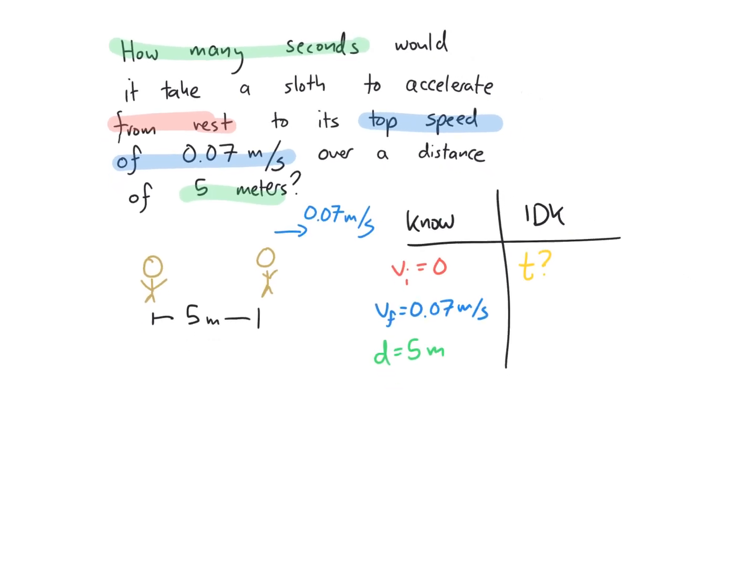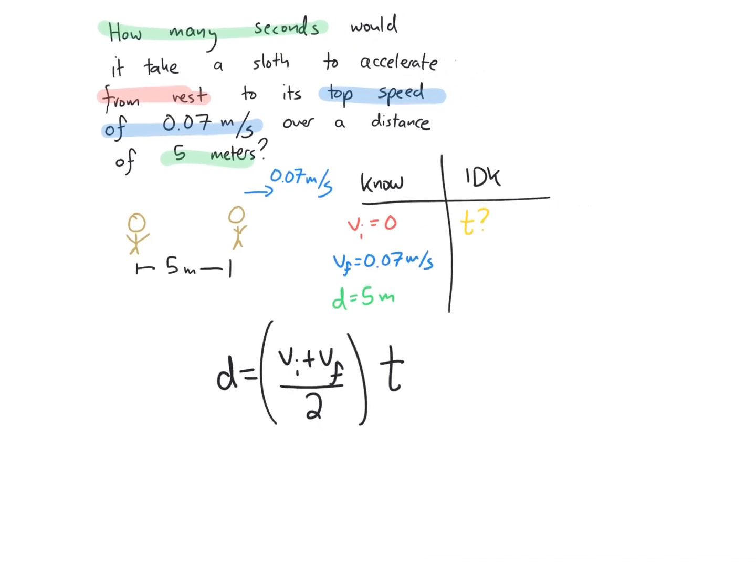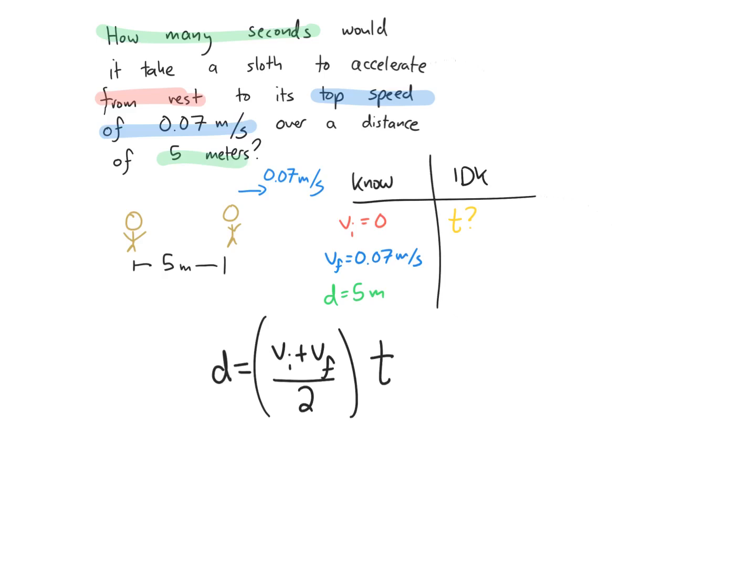So we're going to use the equation d equals (v sub i plus v sub f) divided by 2, times t. So this is one of our newer equations, and we're solving for t. So to solve for t, we need to get t by itself. So we're going to divide both sides by everything inside the parentheses, (v sub i plus v sub f) divided by 2. We're going to divide both sides by that whole thing.